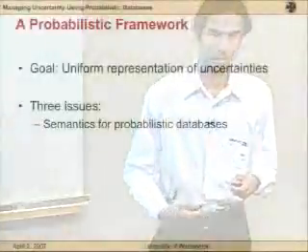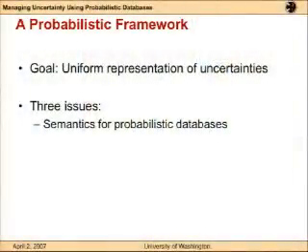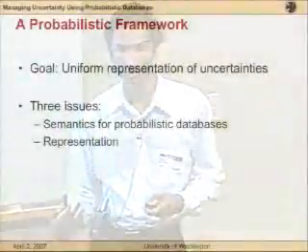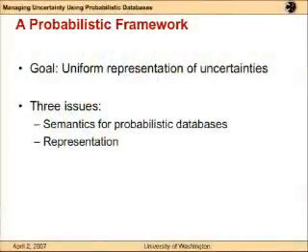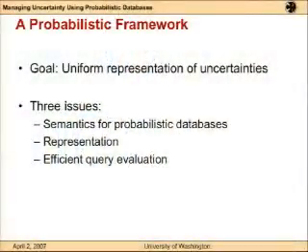In this talk, I'm going to propose a probabilistic framework with the goal of a uniform representation of probabilities. And there are three issues that I'm going to talk about. So how to define the semantics for probabilistic databases? Traditional databases were based on first order logic, but what kind of logic do you use in such a database? How do you represent the uncertainties in different sources in such a system? And most importantly, how do you answer queries efficiently? So these are going to be the three main topics of my talk.